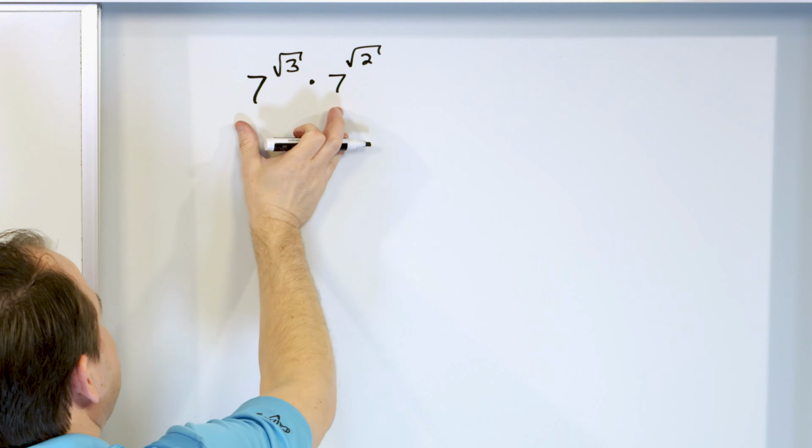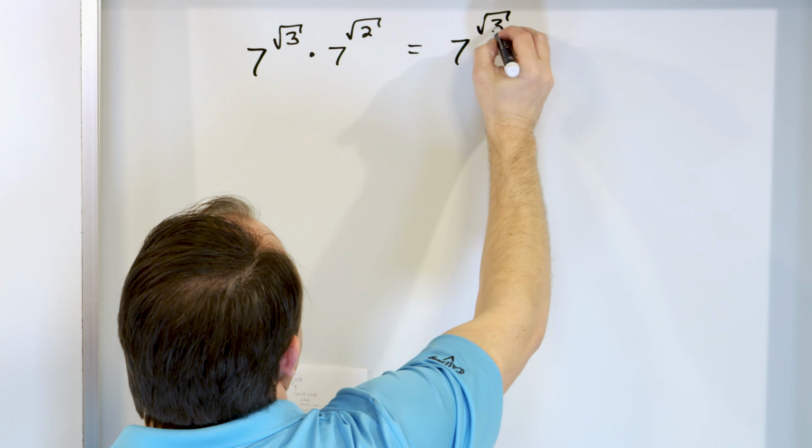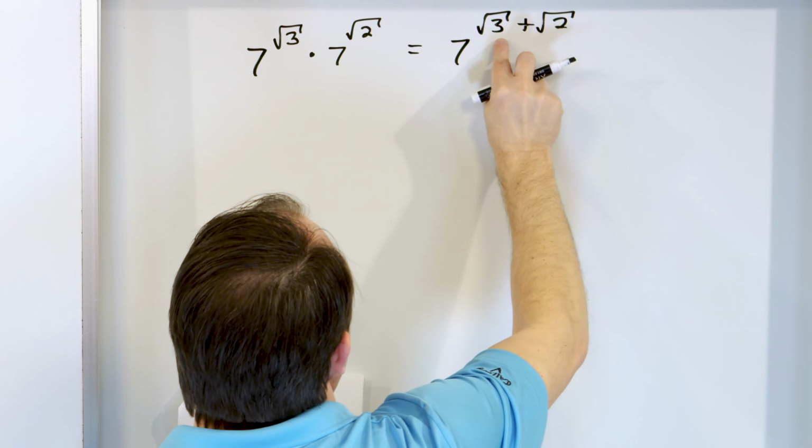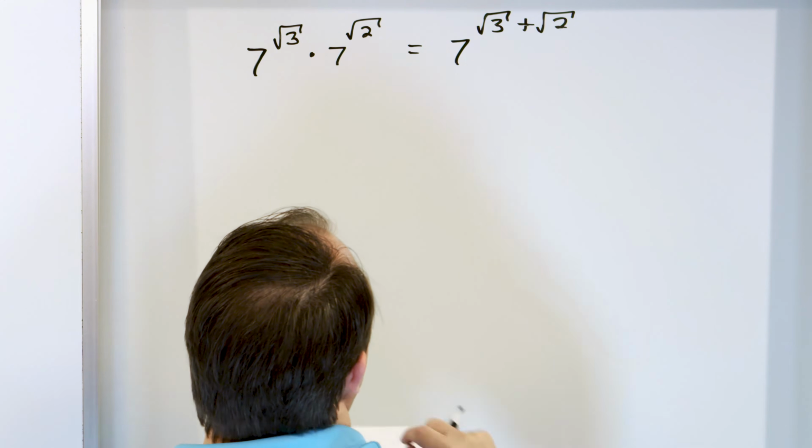Well, the bases are the same, but the exponents are different. So I can just add those. 7 to the square root of 3 plus the square root of 2. That all exists in the exponent. I can add them. This is like x squared times x to the 3rd. I can add the exponents.